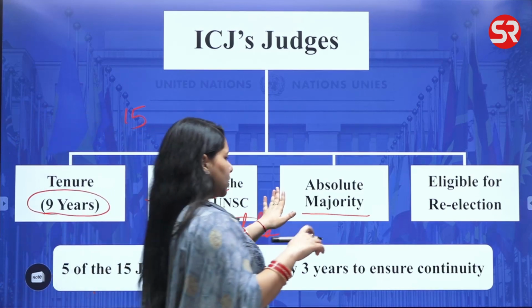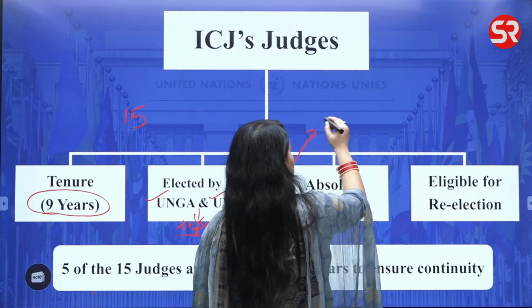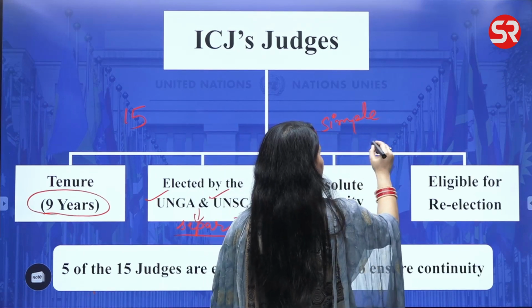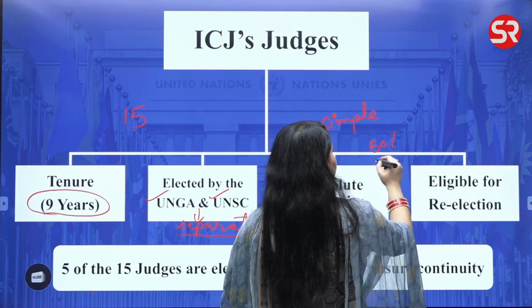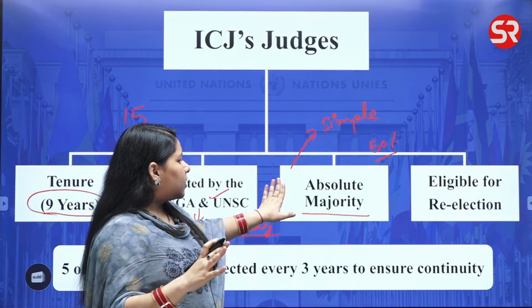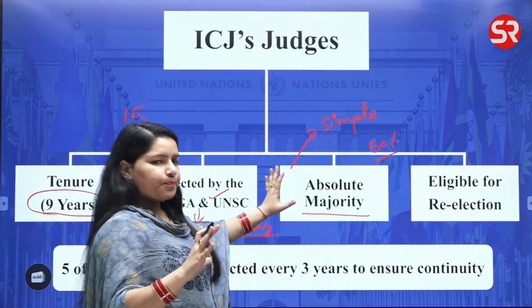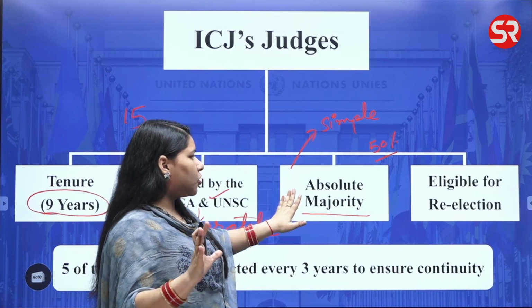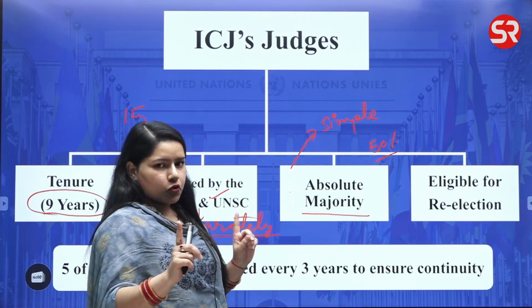So I would like to tell you here the difference between absolute majority and simple majority. Absolute majority is more than 50% of the total, like 50% and 1. Let's suppose there are 100 seats in the UNGA, for example. So for a person to be elected as a judge, he or she needs 51 votes, right?